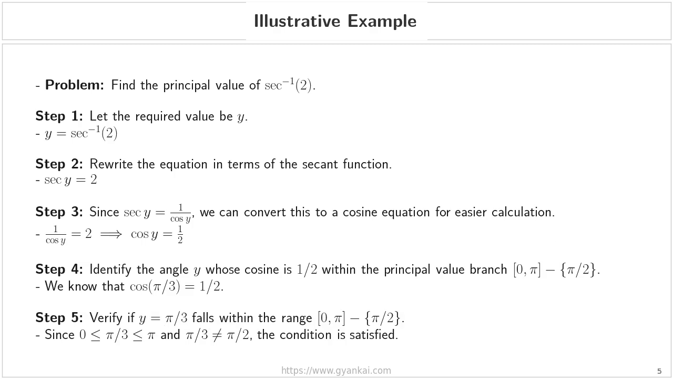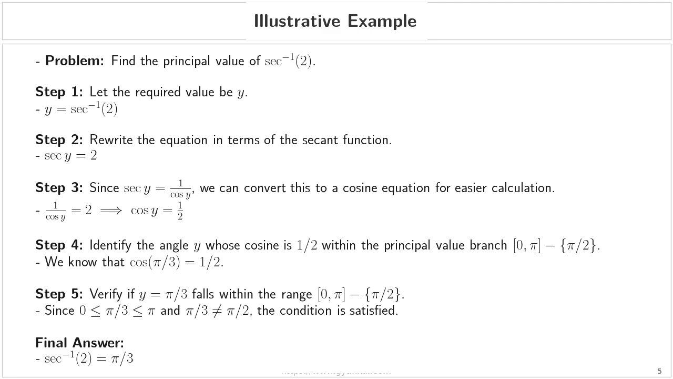Before we conclude, we must verify that our result falls within the required range. Since pi over 3 is between 0 and pi, and it is not equal to pi over 2, it satisfies the conditions of the principal value branch. Thus, we can confidently state that the principal value of the inverse secant of 2 is pi over 3. Keep this process in mind, as we will see in the next few slides how avoiding these specific steps can lead to common mistakes.